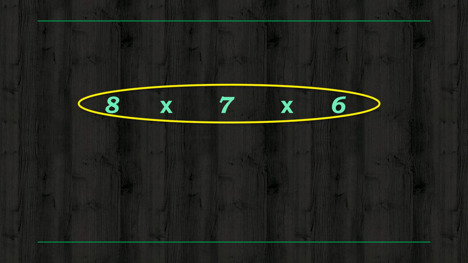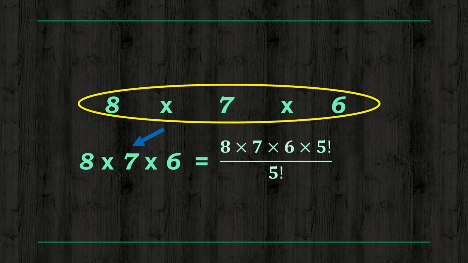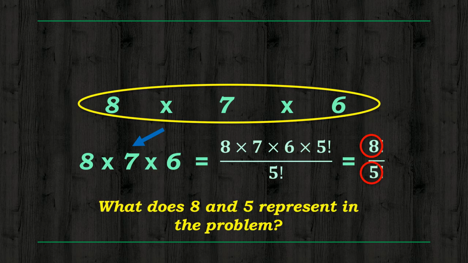But if you look at the given expression, 8 times 7 times 6, what have you noticed? The factors are consecutive, and this can also be written into factorial form, which will give us the expression 8 times 7 times 6 times 5 factorial divided by 5 factorial. If we write it, we have 8 factorial divided by 5 factorial. Now, looking at the numbers we have here, what does 8 and 5 represent in the problem?